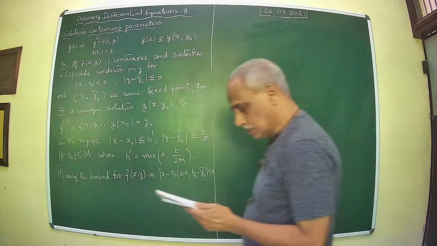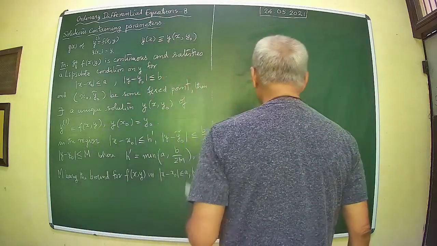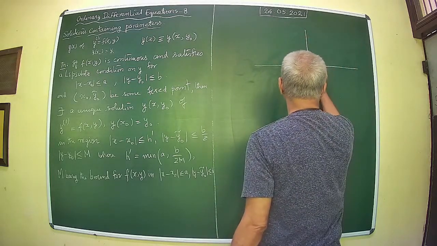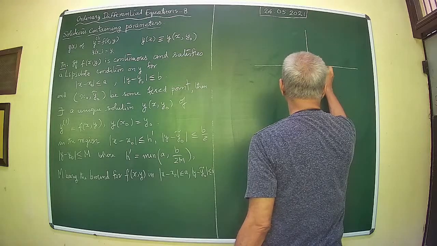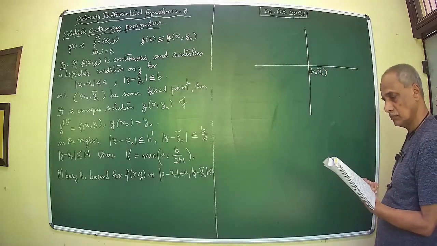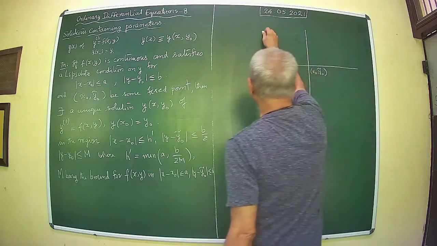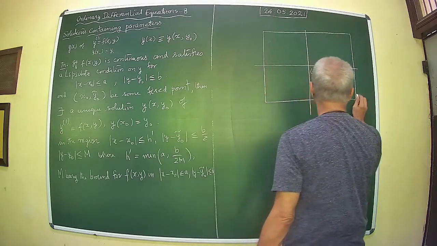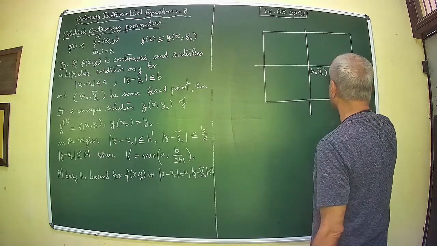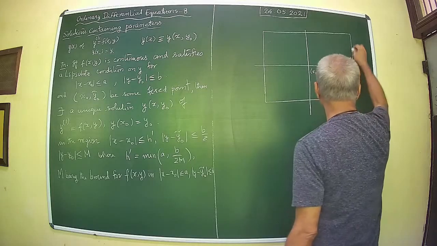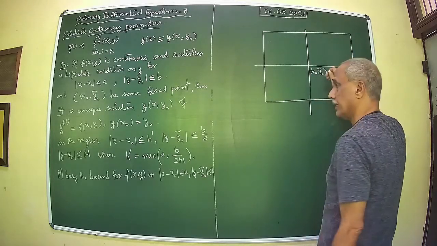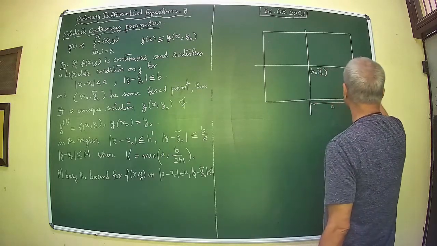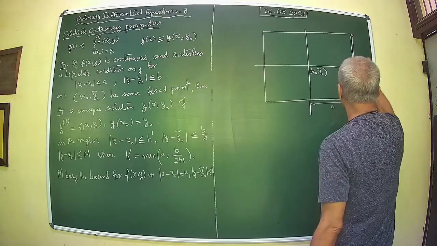Okay, so what you have is this. Now you have a rectangle with the sides given by 2a and 2b, and (x naught, y naught tilde) is symmetrically placed. That means this is a, this height is b.